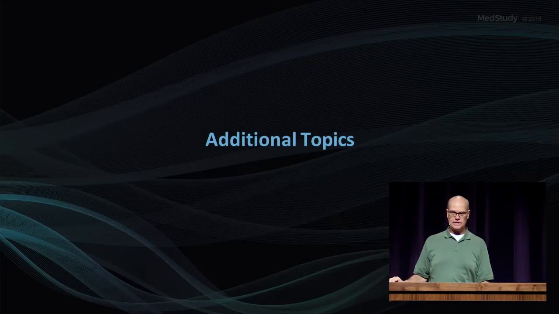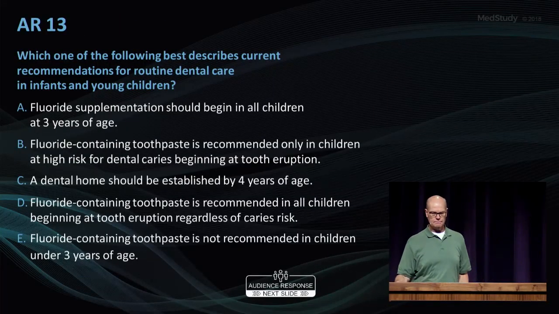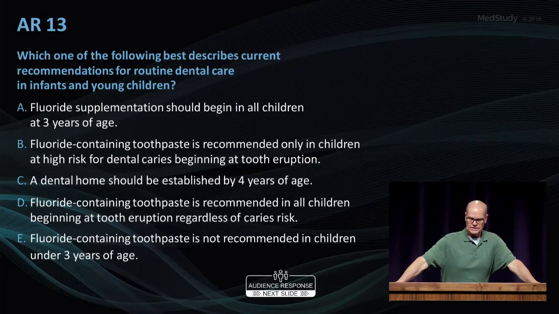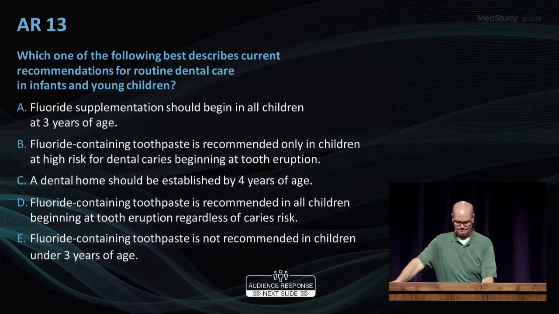Kind of a whirlwind of other topics, and we'll finish, that might show up on your boards real quick, but there's several of them. So which one of the following best describes current recommendations for routine dental care in infants and children? Fluoride supplementation by 3, fluoride-containing toothpaste only in those at risk, a dental home by 4 years of age, fluoride-containing toothpaste for all, or fluoride-containing toothpaste not recommended in children under 3.